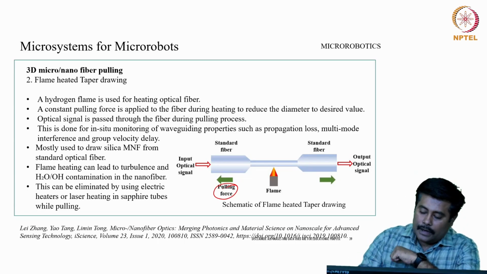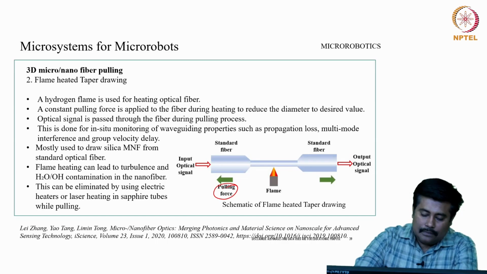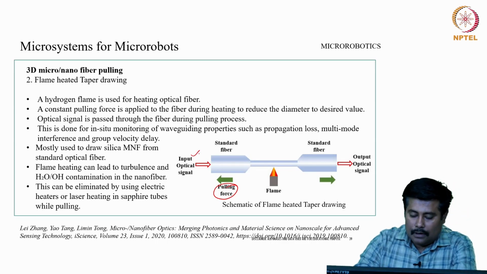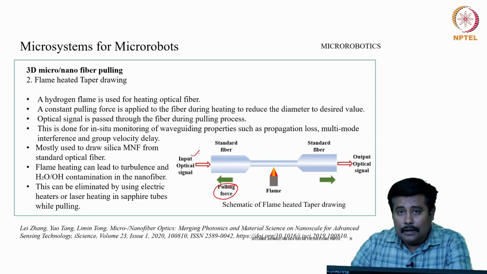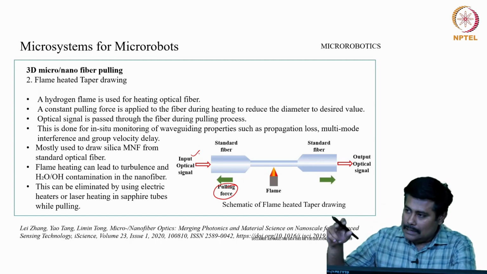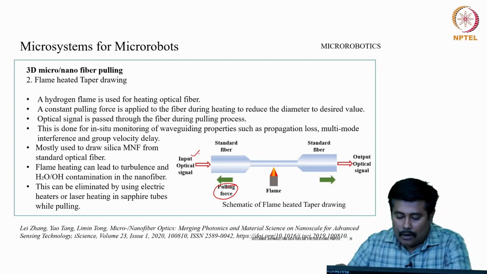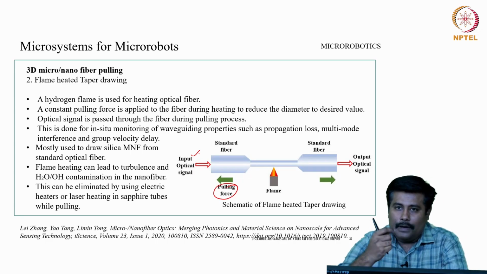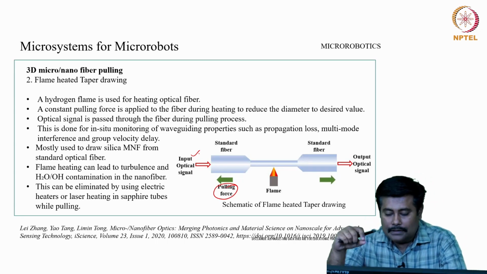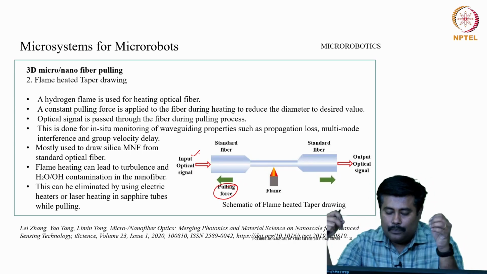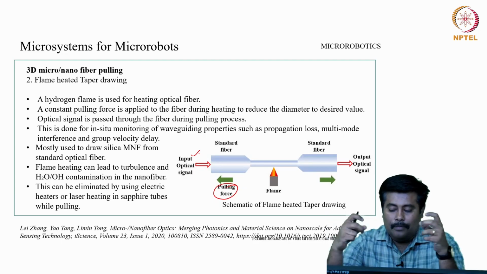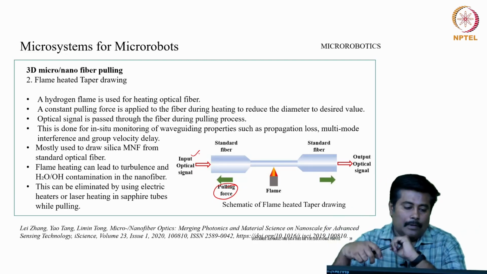So, there is a kind of feedback system where an input signal is in place, and the overall change in the input signal is measured from the output signal. What is happening is that when the flame heats this fiber, the fiber is pulled up or deformed, and finally we get a thin structure coming out of it.